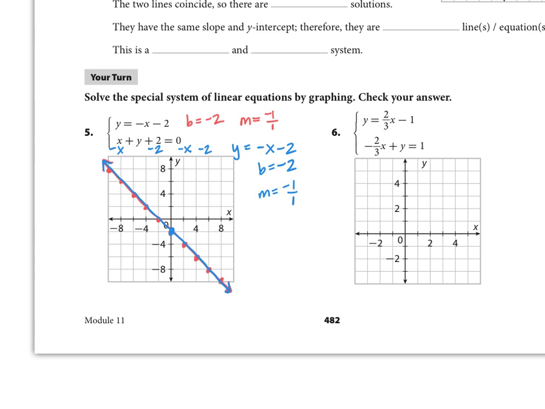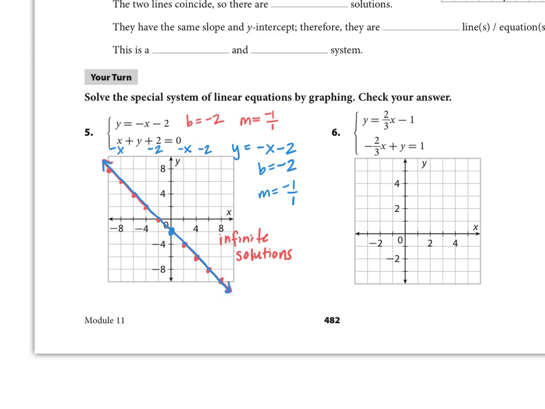This is going to be an infinite amount of solutions. Okay, because that line goes on forever. So infinite solutions. Number 6, let's graph the first one.